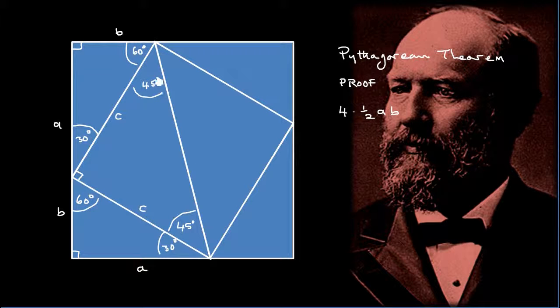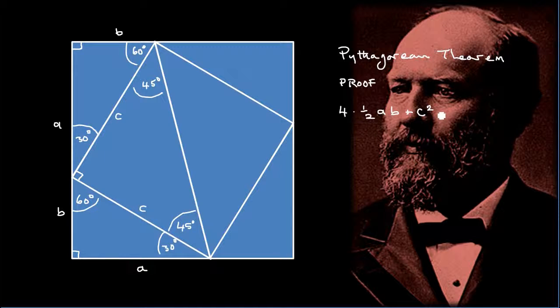To get the inside, we don't need to worry about the triangle. We've got 2 45 degree triangles. In other words, we've got a square, so it's just C times C, in other words, C squared. So that's the area of the square in the center plus the area of the 4 triangles on the outside.